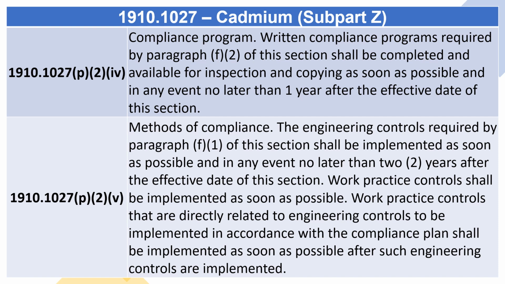1910.1027 P.2.v. The methods of compliance. The engineering controls required by paragraph F.1 of this section shall be implemented as soon as possible and in any event no later than 2 years after the effective date of this section. Work practice controls shall be implemented as soon as possible. Work practice controls that are directly related to engineering controls to be implemented in accordance with the compliance plan shall be implemented as soon as possible after such engineering controls are implemented.